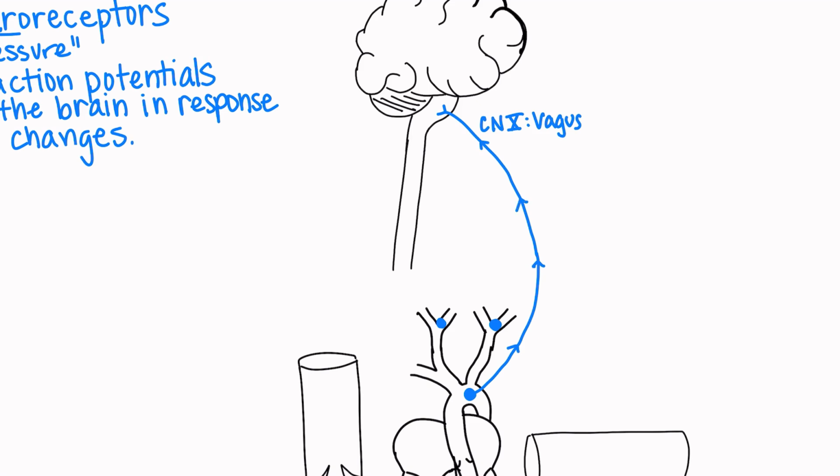The carotid bodies, they send their signals up the 9th cranial nerve, the glossopharyngeal. They're already in the neck. They don't have as far to go.